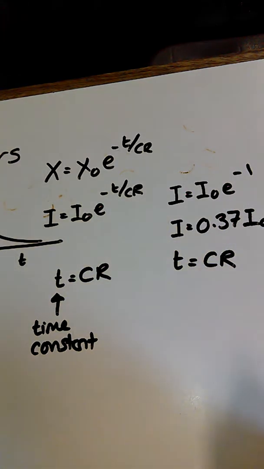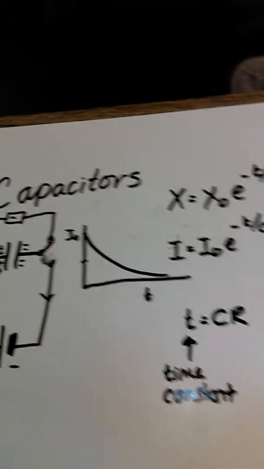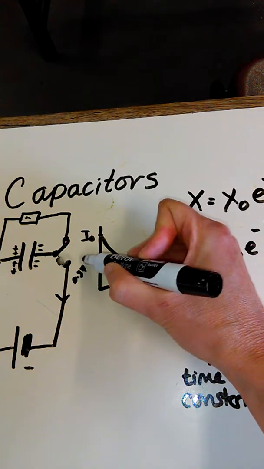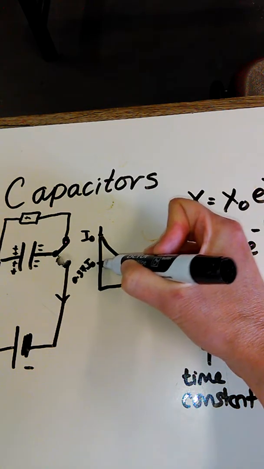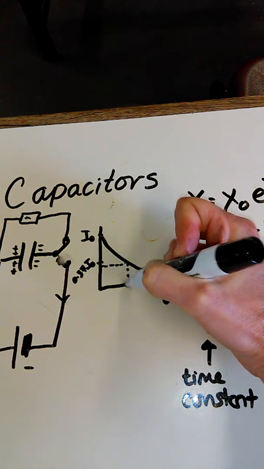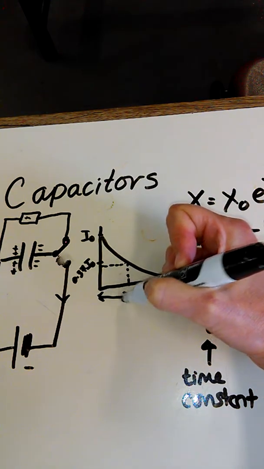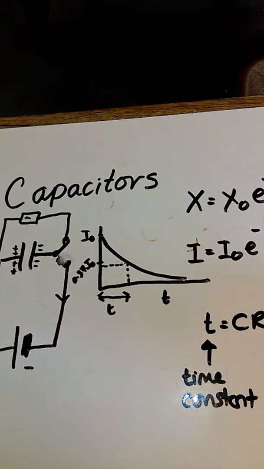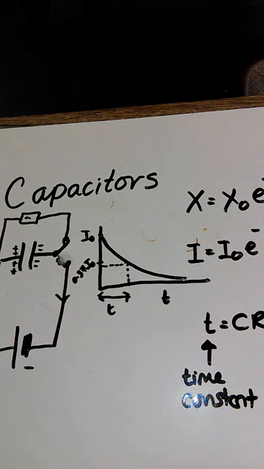So the first way that you can find out the capacitance is from your graph here: you do 0.37 times I0, read across and down and see what time that took. Whatever that time is, you can put that equal to CR and you can find what the capacitance is.